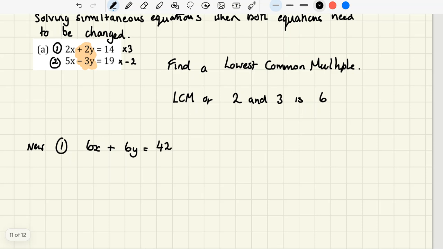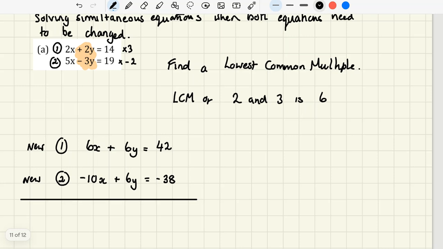42. And this time we've got new both of them. So my new number 2 is, we times it through by -2. -10x. So minus 10x plus 6y, which is the good bit now, equals -38. And now we deal with that.